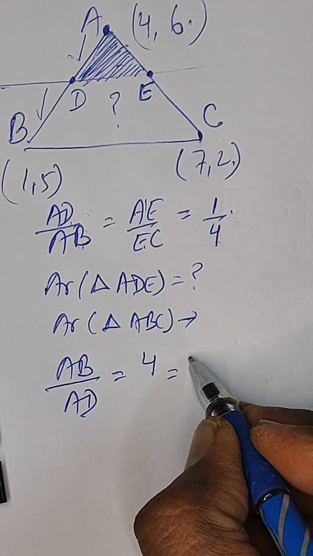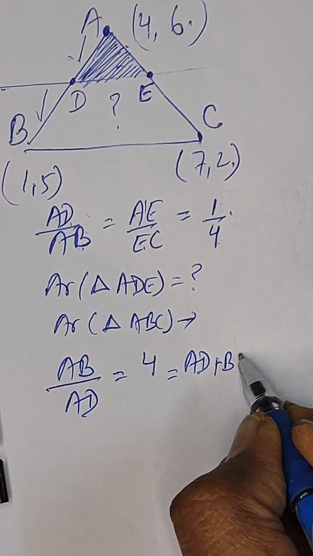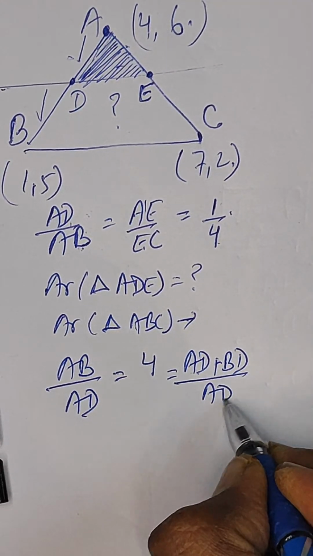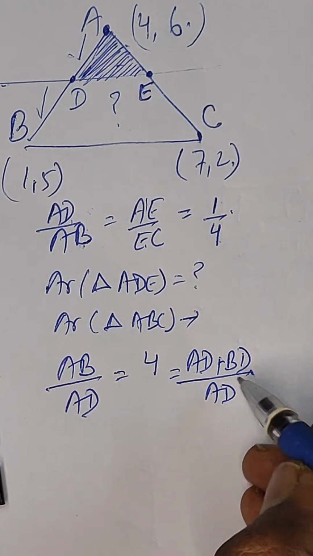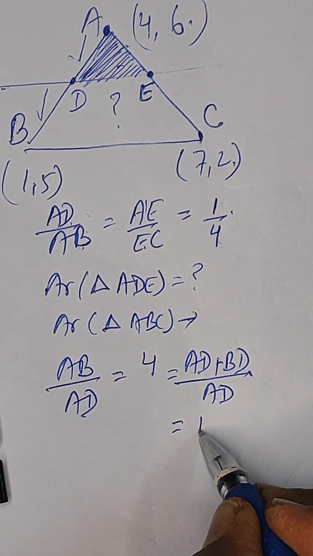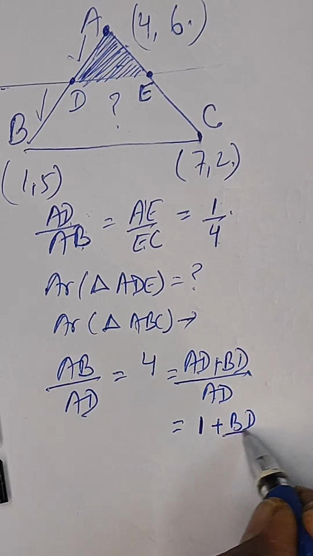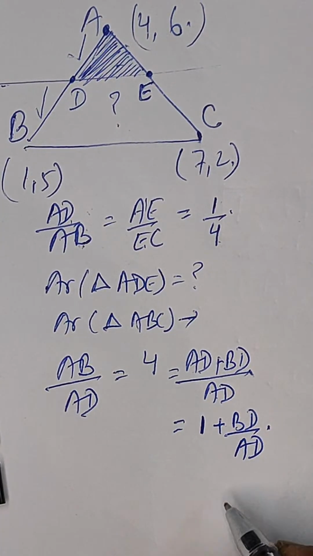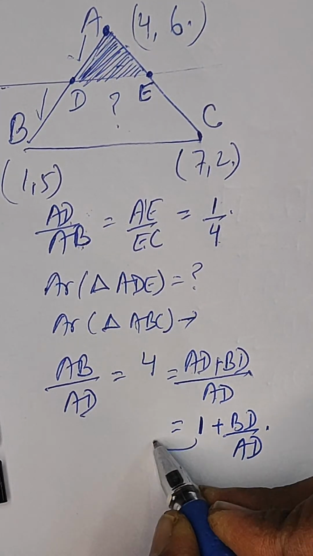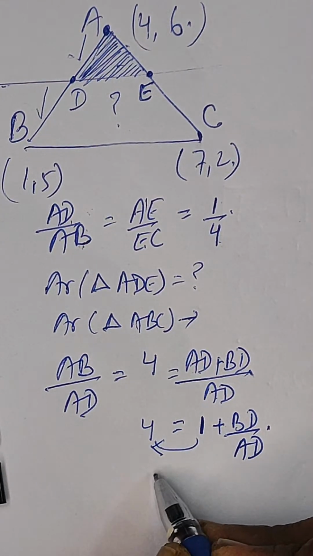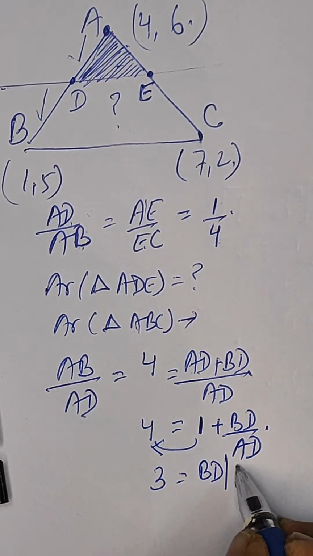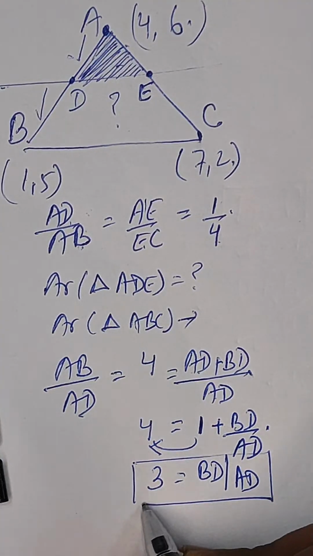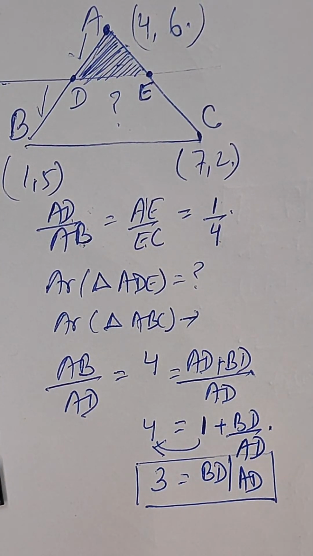AB can be written as (AD plus BD) whole divided by AD, right? So this will give you the ratio of BD to AD. AD will be cancelled out, so it will be 1 plus BD to AD. So 1 goes to the LHS, 4 is already there. So 4 minus 1, 3 is the value of BD to AD, right?